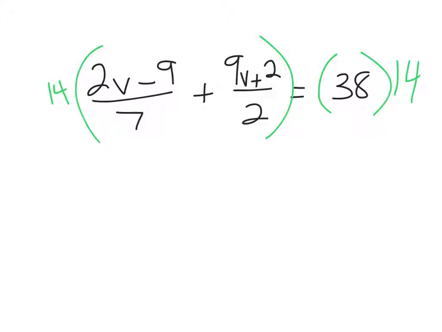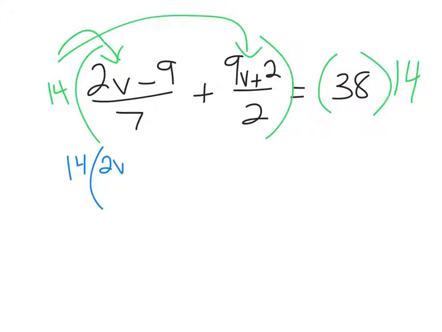So 14 over on the left side, though, needs to be distributed. So we are going to go ahead and do just like we did on that previous equation. I'm going to distribute the 14 to both the 2v minus 9 over 7 and then the 9v plus 2 over 2. So doing that one at a time, I'll go ahead and just rewrite down here in blue. If I did that first one, 14 times 2v minus 9 over 7, that's the first part of this side.